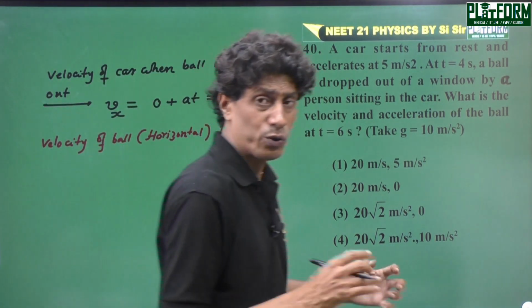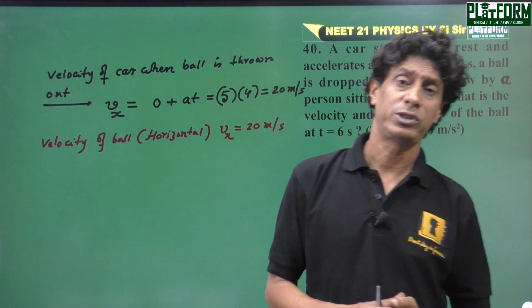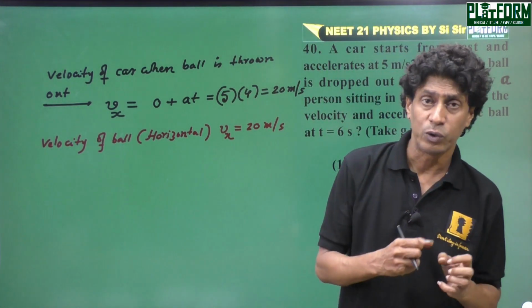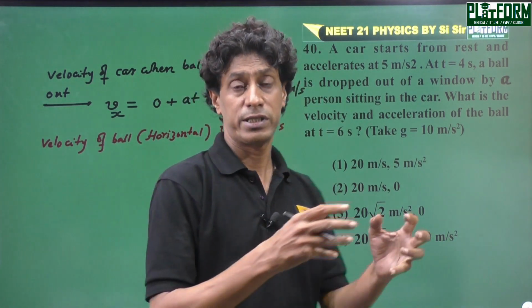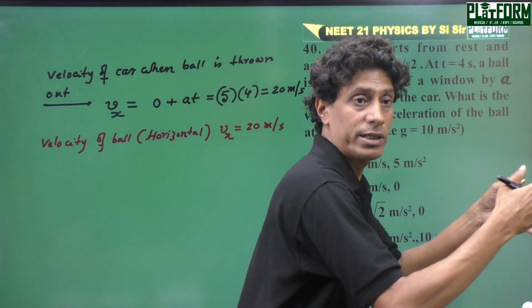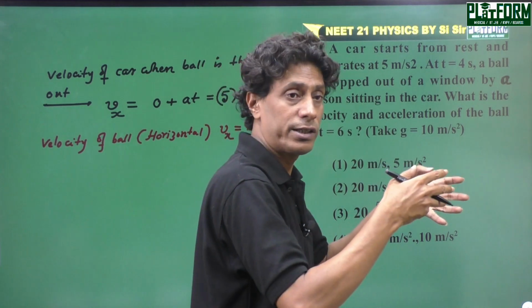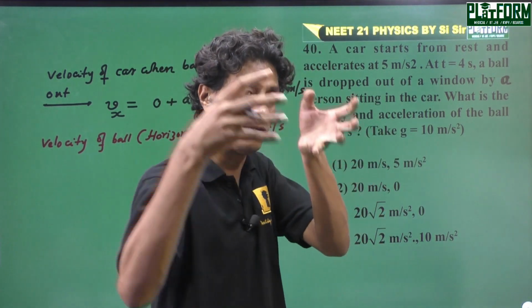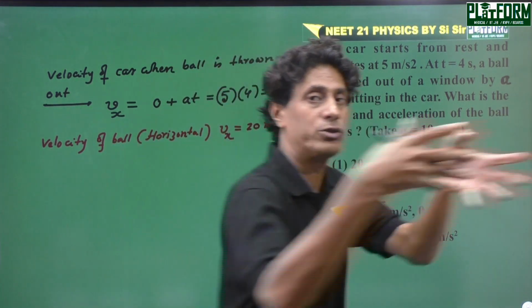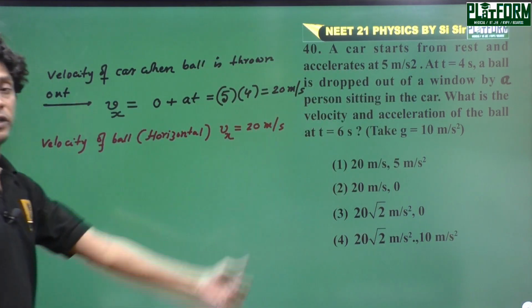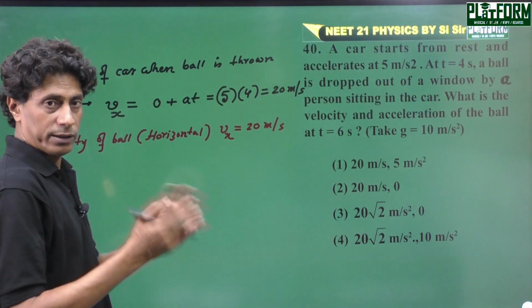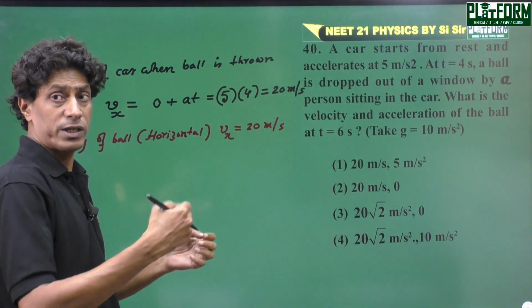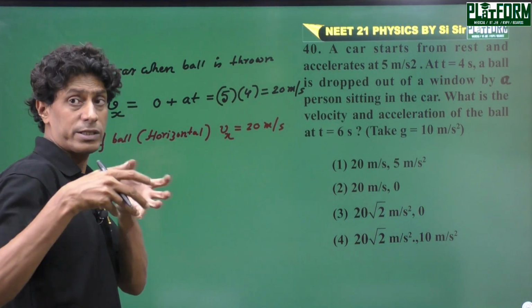If any ball is thrown out of a moving system, then the ball will come out with the velocity of the system. Since the car has the velocity 20 meters per second horizontally when the ball is thrown out, the horizontal velocity of the ball is also 20 meters per second. It is the conception: any body that comes out of the system will get the velocity of the system.